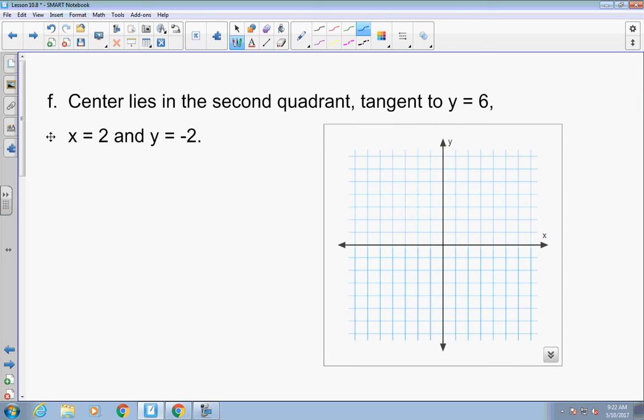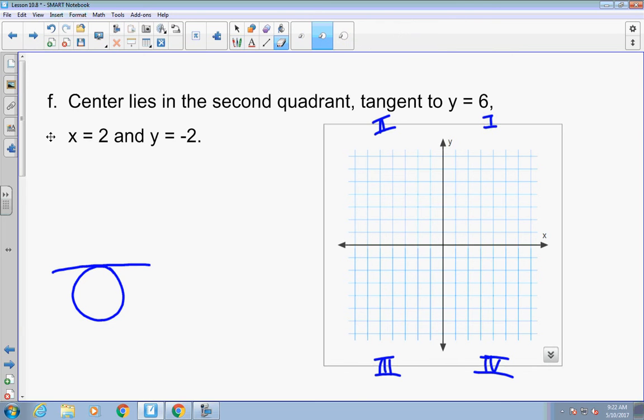Top right, top left. This is first, this is second, this is third, and that is fourth. Okay, so it's over here. Now it says that my circle is tangent to these different lines. Remember, when you've got a circle tangent to a line, the line just skims along the outside and touches at one point. The first thing I'm going to do is graph these 3 lines and figure out where my circle goes.